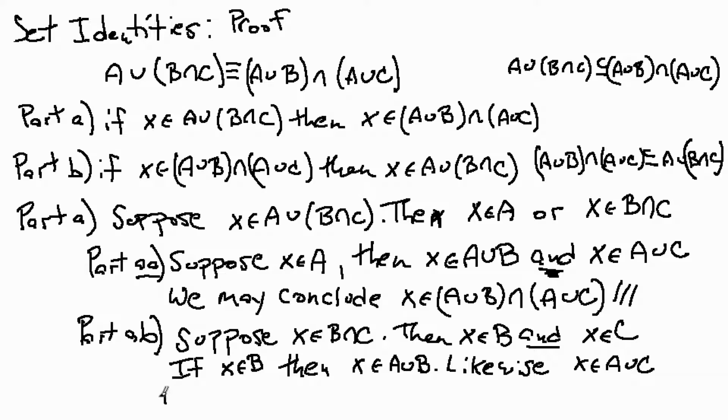Therefore, thus, X is contained in A union B, intersection A union C. And we're done with part AB. Okay? So what we have shown here so far, we've done AA and AB. We've proven this part right here. Now what we need to do is we need to prove this part right here.